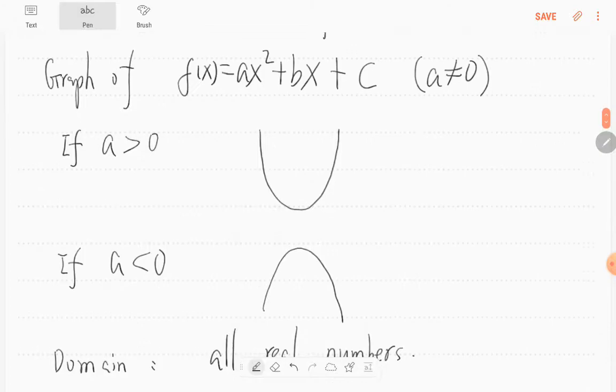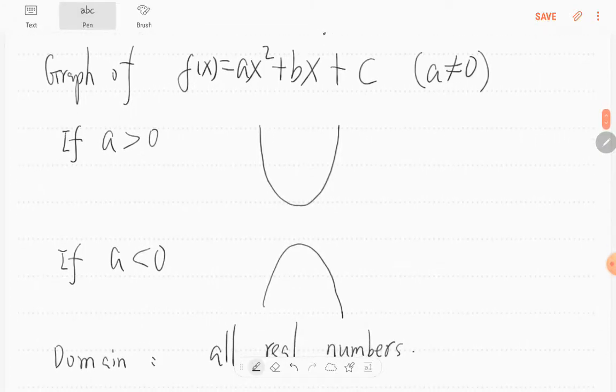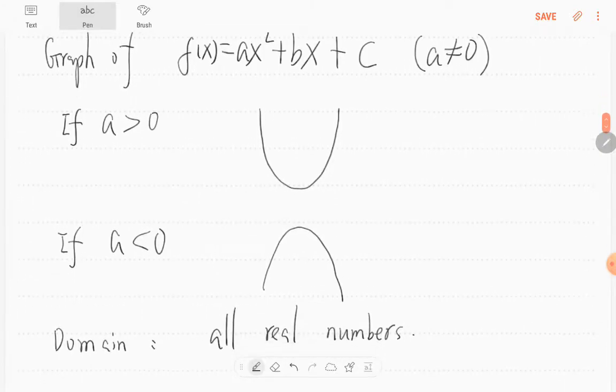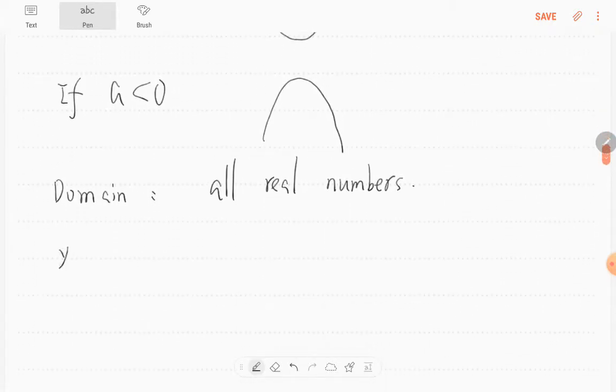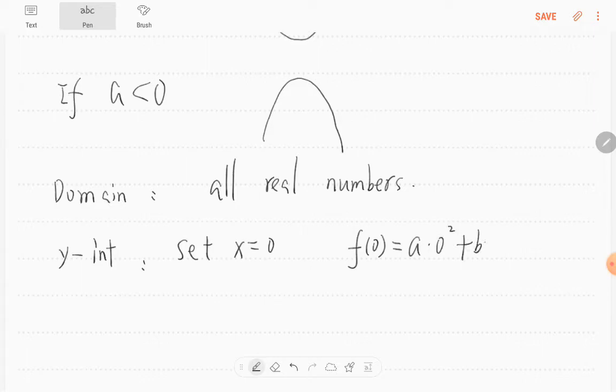Okay, so now let's look at the intercepts. The y-intercept is very easy. For the y-intercept, we set x equals 0. So f of 0 would be a times 0 squared plus b times 0 plus c. So it's equal to c. So the y-intercept would be (0, c). Okay, so this is the y-intercept.